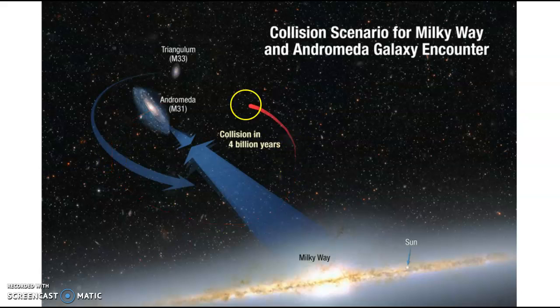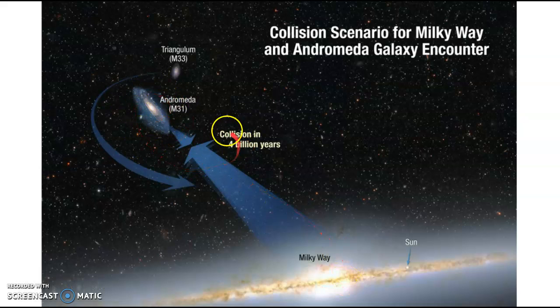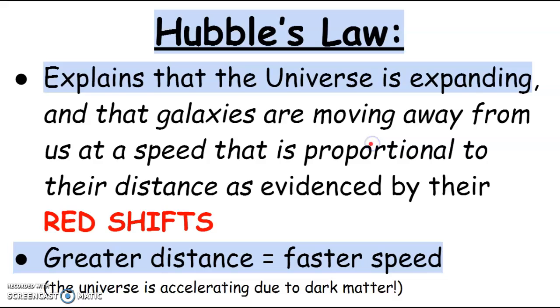And so here's just another graphic that shows you, here's the Milky Way galaxy, which is our galaxy, and the Andromeda galaxy, and they're going to collide in about 4 billion years at this position.